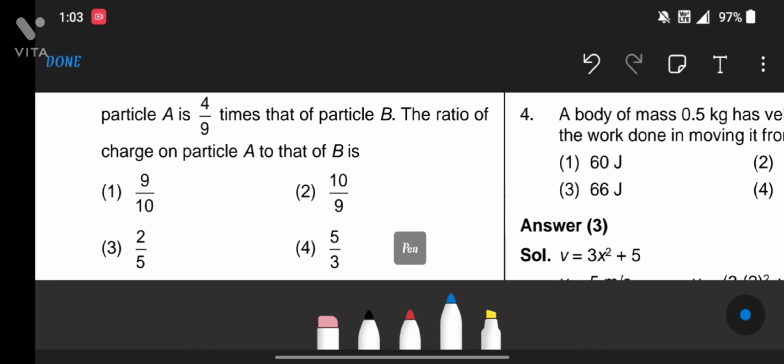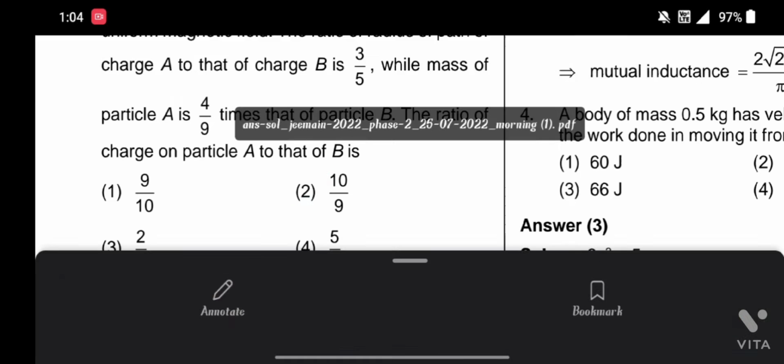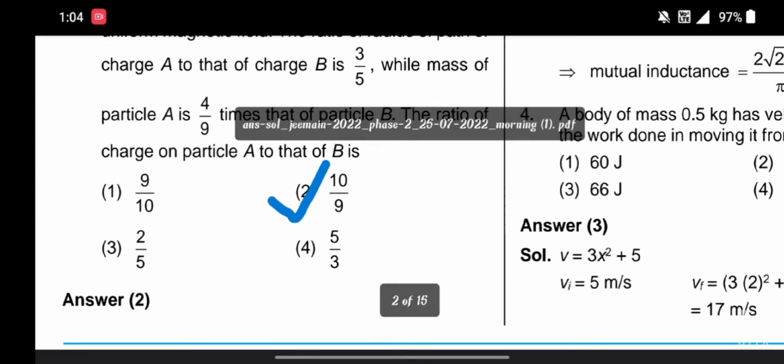So as you know, we got 10 by 9 as the answer. So therefore the ratio of charge on particle A to that of B is 10 by 9. So the answer for question number 2 is option B, 10 by 9. Okay, let us see question number 3.